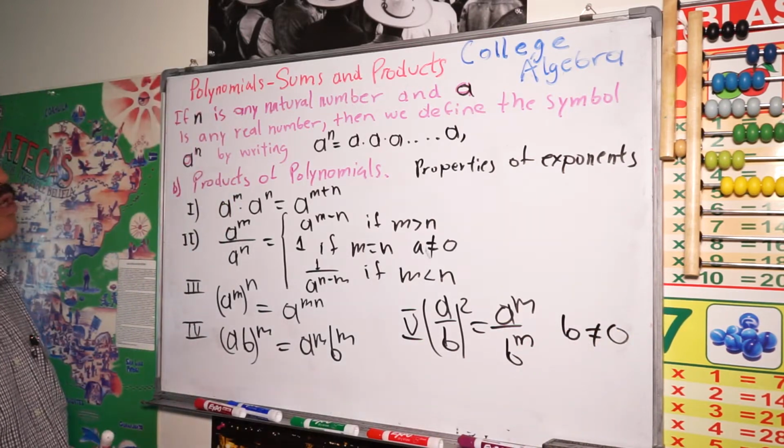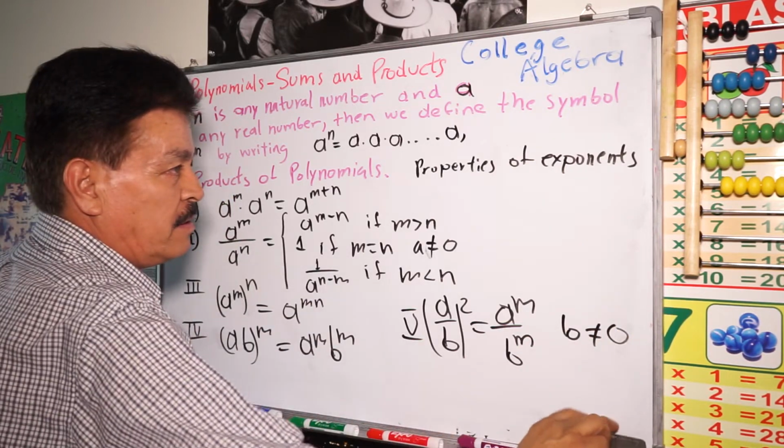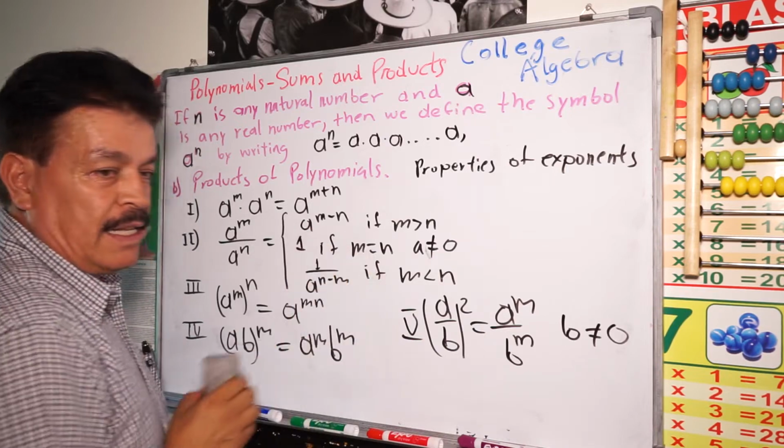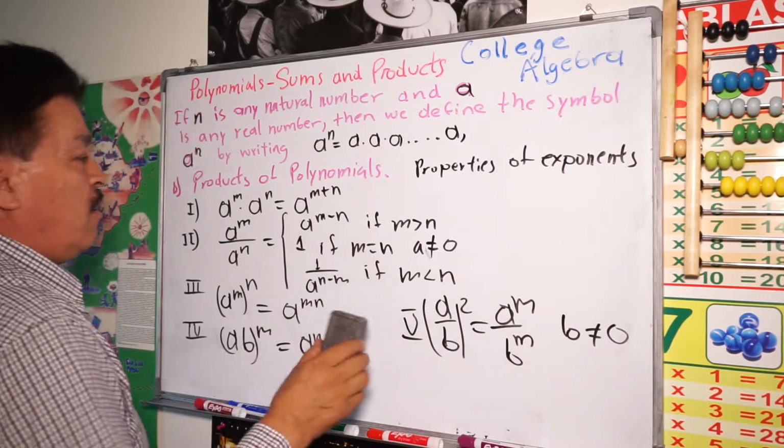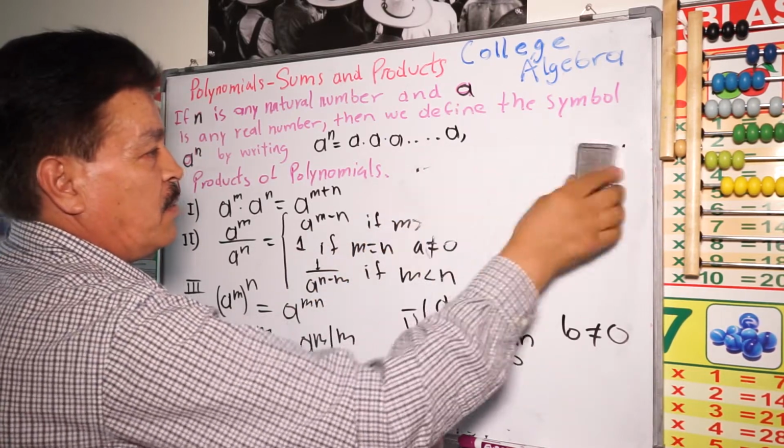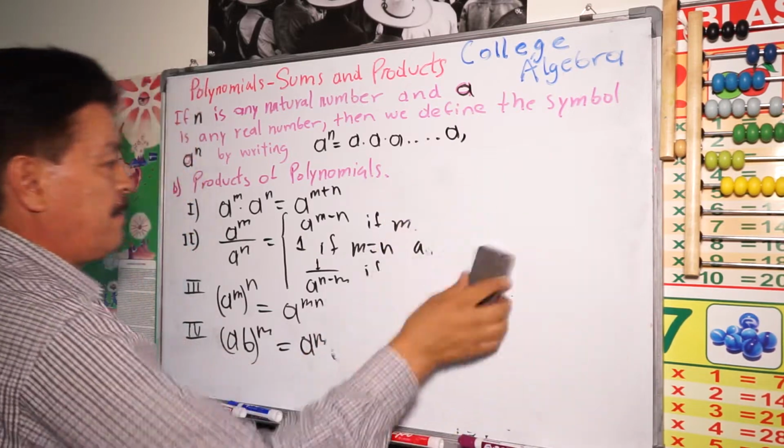Those kinds of rules you have to keep in your mind. Don't forget this kind of rule. Properties of the exponents.